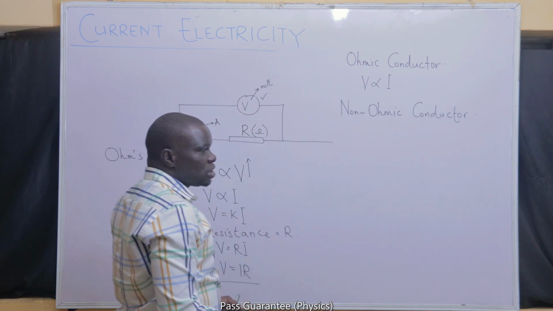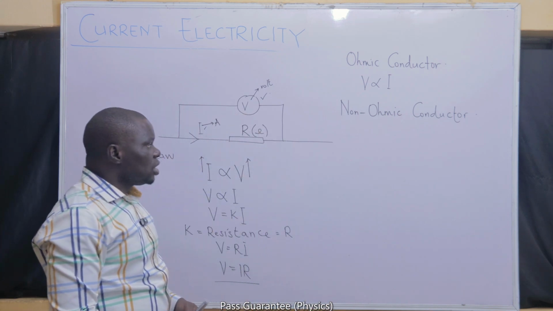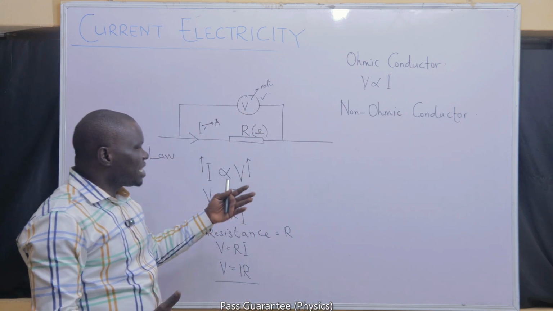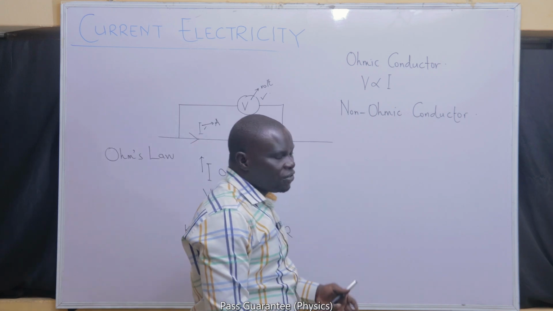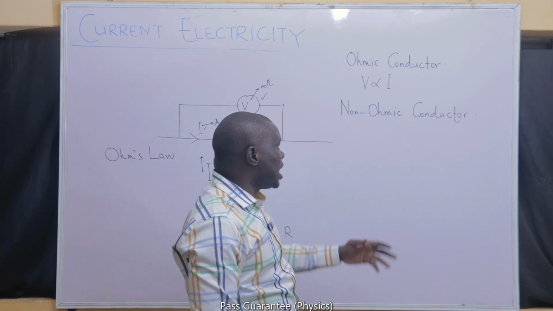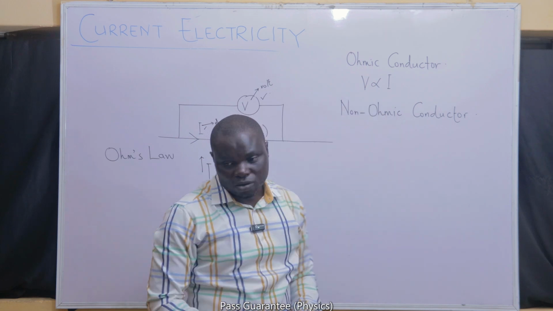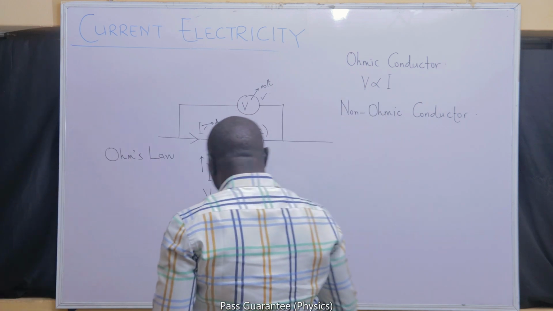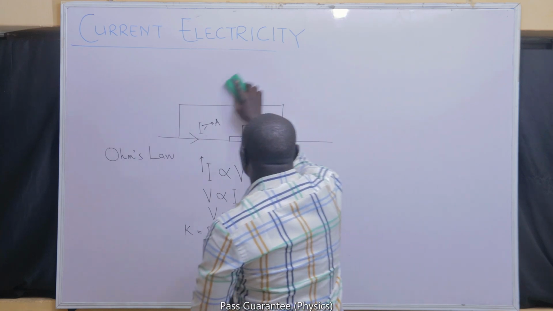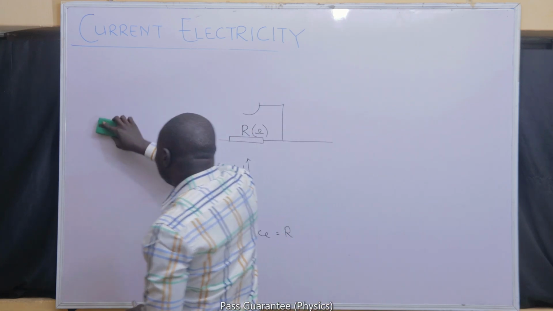Diodes and transistors are non-ohmic conductors that we have. But metals, aluminum, copper, constantan, iron, any of it that you can think of, as long as it's a metal, is an ohmic conductor. It obeys Ohm's law. That means for them, we can say that current is directly proportional to the voltage.